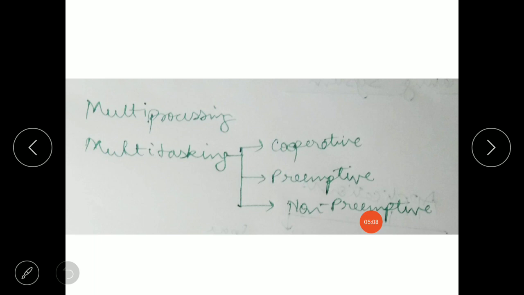Multitasking can be of various types. The various types of multitasking existing in the operating system are cooperative multitasking, preemptive multitasking, and non-preemptive multitasking. Cooperative multitasking is the most primitive form of multitasking, in which a task or process gets a chance to execute only when the currently executing task or process voluntarily relinquishes the CPU.